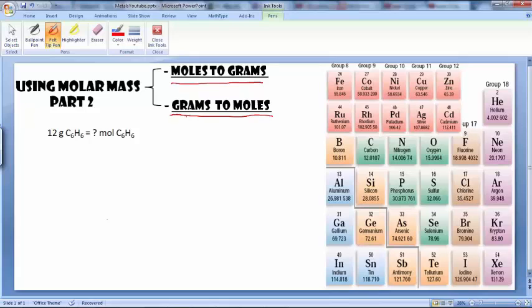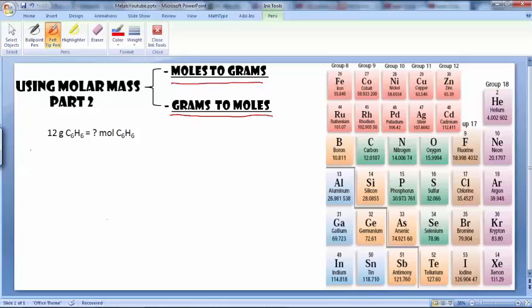And there is another step that I will do in the next video, which goes from grams to moles to number of molecules, and from molecules to moles to number of grams. But for this video we will just do this two-step problem, going from grams to moles and moles to grams. So going forward and going in the reverse.